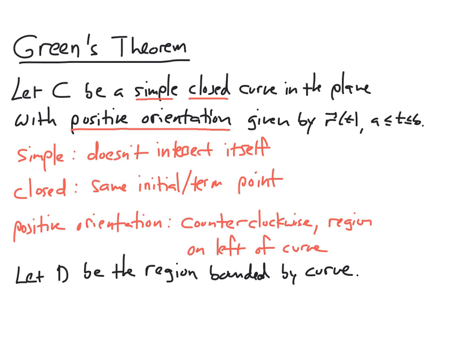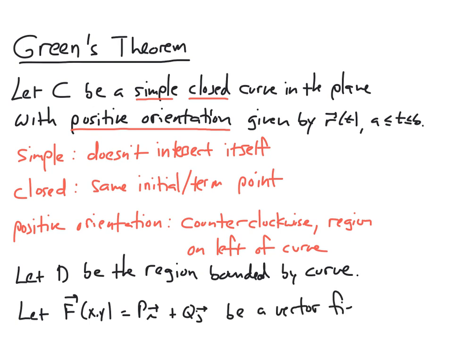The last thing we need with Green's theorem, not only do we need a curve which has all of these properties and this region D, we also need a vector field. So let's let F, which we'll look at as scalar functions or scalar fields P and Q. F will be Pi plus Qj. This is just going to be a vector field. So these are the ingredients that we need for Green's theorem: a simple, closed, positively oriented curve C, the region D bounded by that curve, and a vector field F.